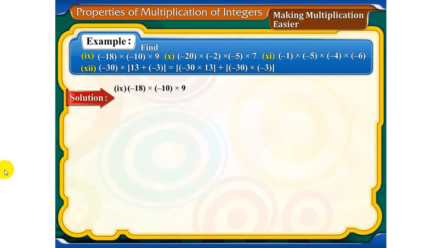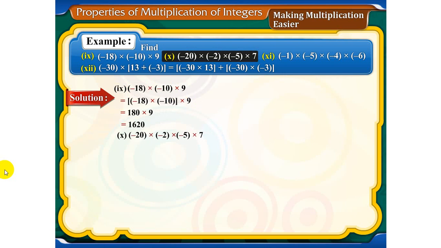Solution. 9. Negative 18 multiplied by negative 10 multiplied by 9 is equal to negative 18 multiplied by negative 10 multiplied by 9, which is equal to 180 multiplied by 9, which equals 1620.